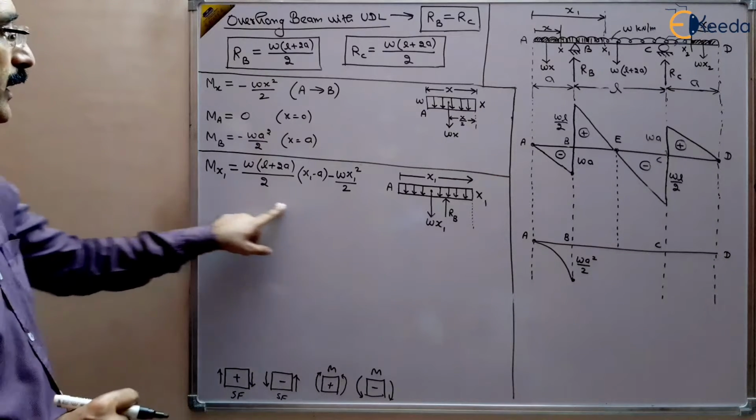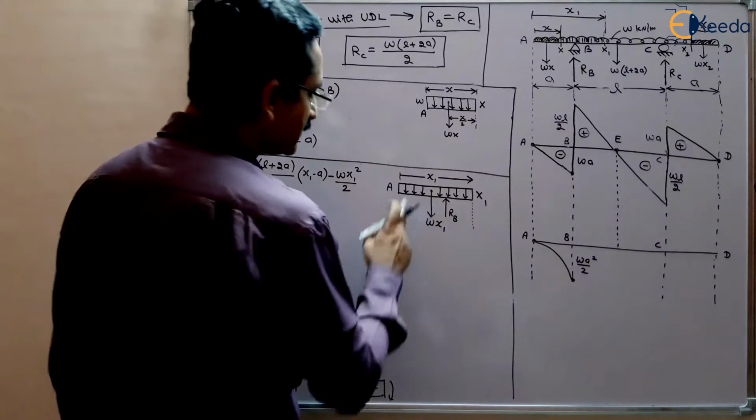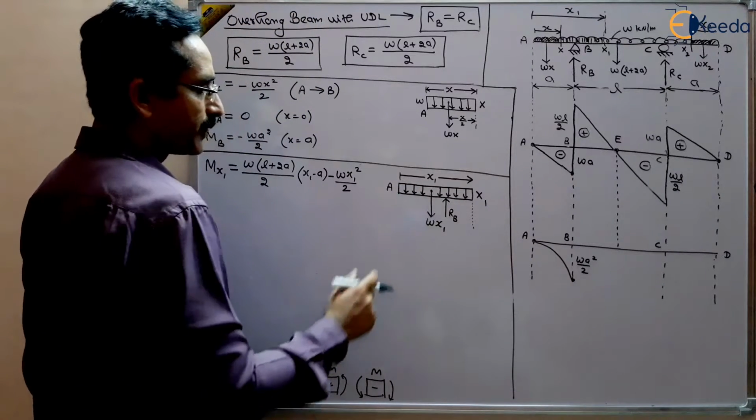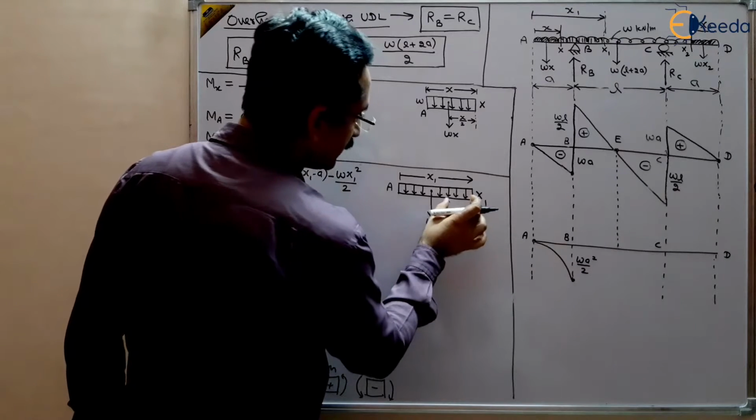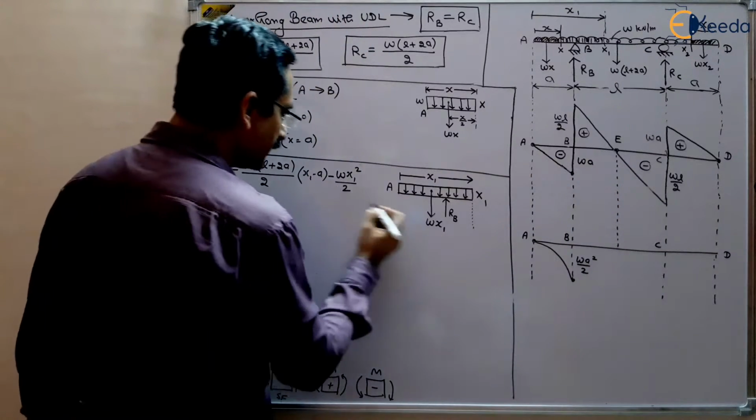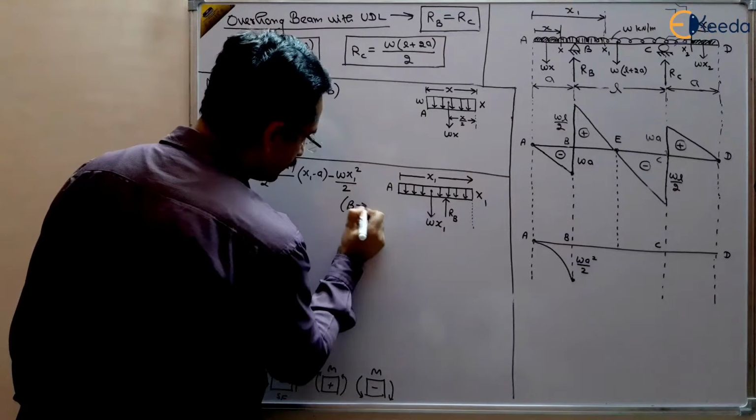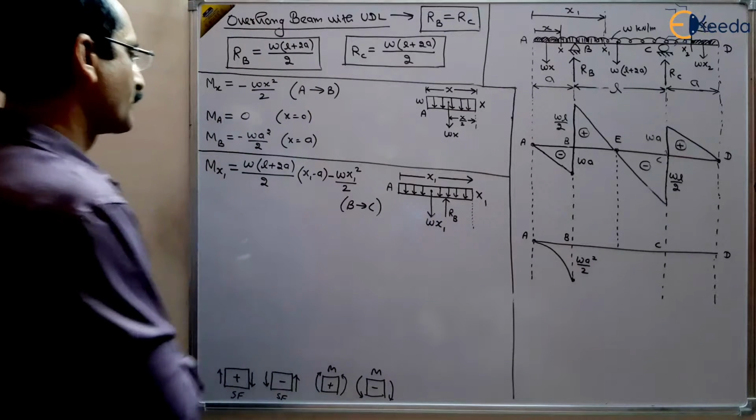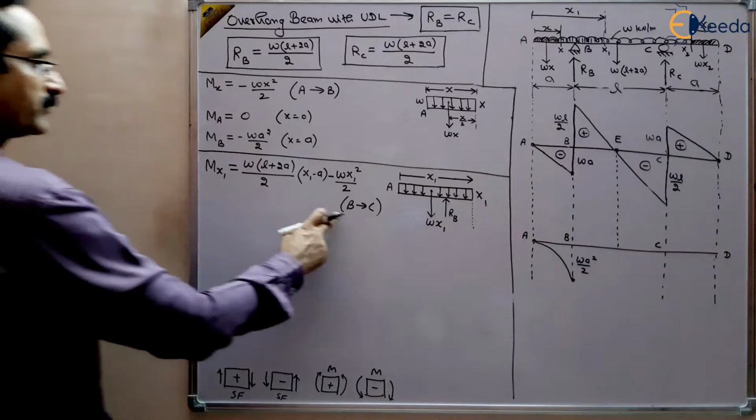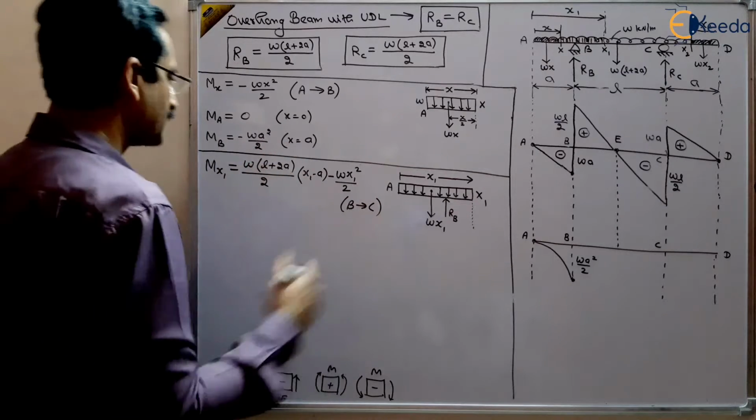This is the bending moment at point x1, which is valid between B and C, between these 2 points, B and C, right? So this is valid between B and C. I am writing here B to C, it is valid, because we have taken the cross section between B to C.